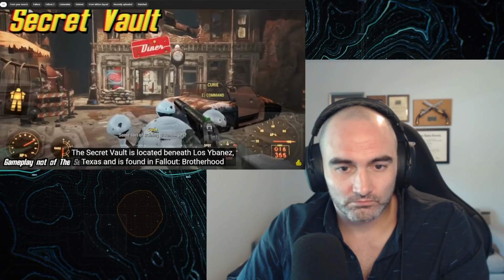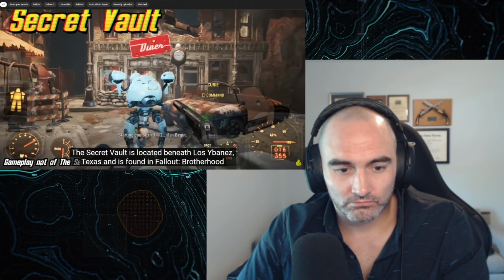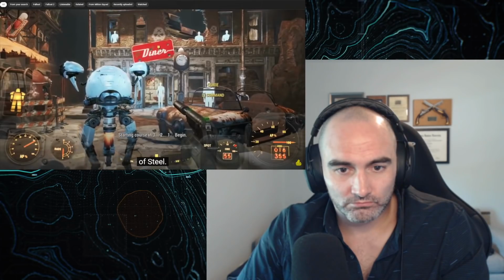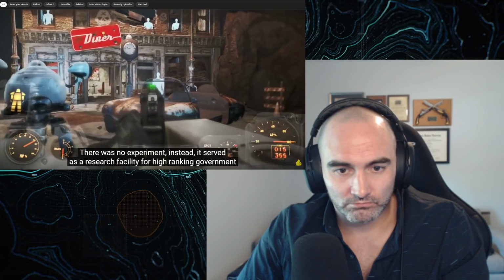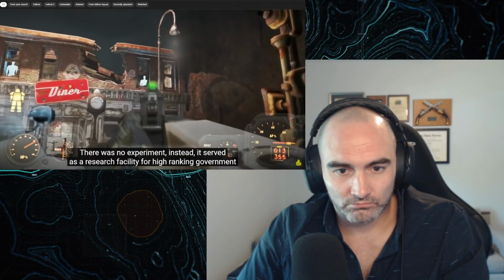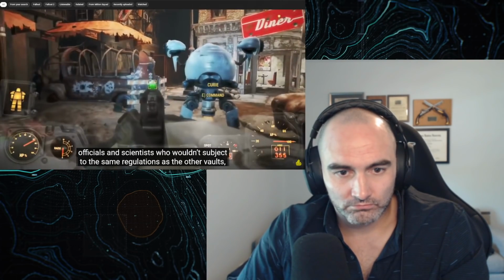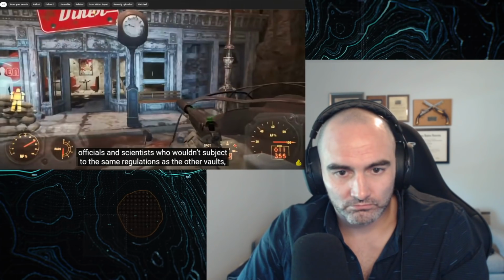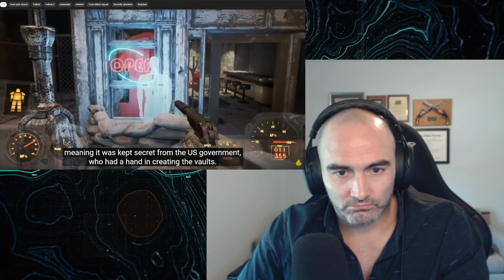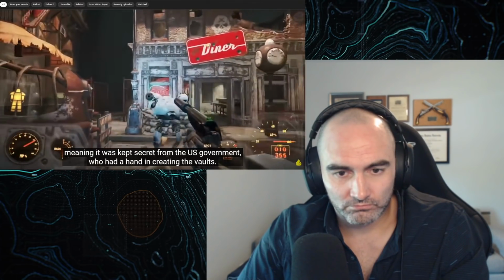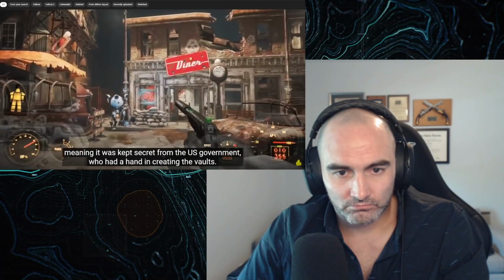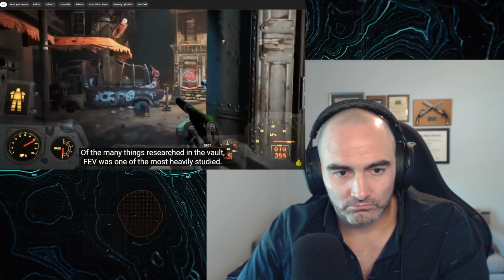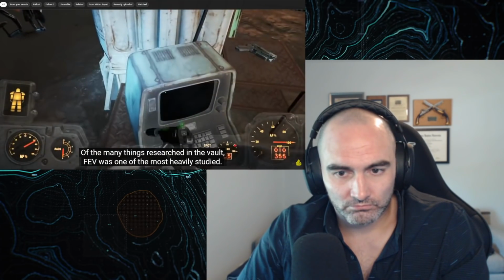The secret vault is located beneath Los Ibanez, Texas, and is found in Fallout Brotherhood of Steel. There was no experiment. Instead, it served as a research facility for the high-ranking government officials and scientists who wouldn't be subject to the same regulations as the other vaults, meaning it was kept a secret from the US government, who had a hand in creating the other vaults. Of the many things researched inside the vault, FEV was one of the most heavily studied.